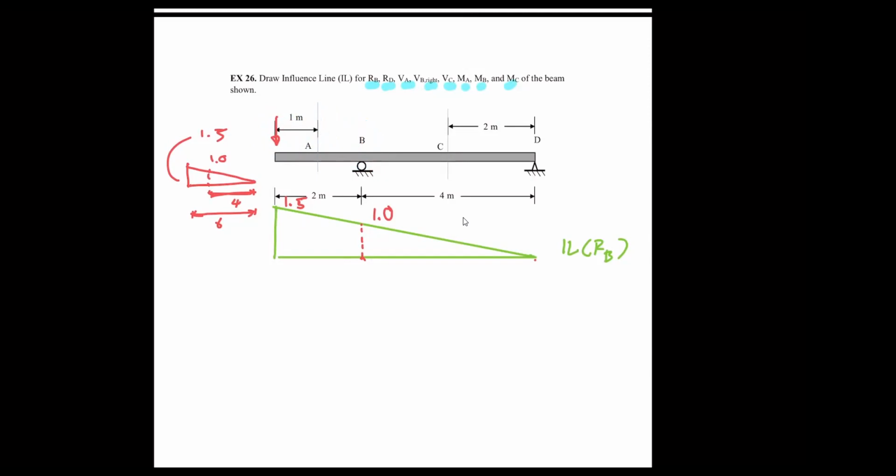And when your load moves inside, beginning from B up until D, this is basically the influence line of a simple beam that you have had before. Can you see that? Okay, so is there any question?